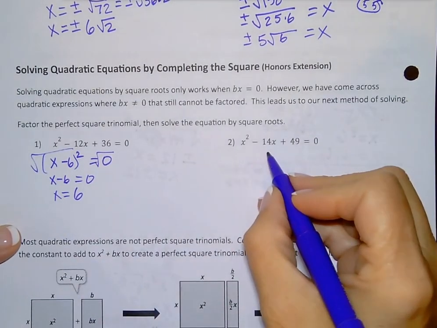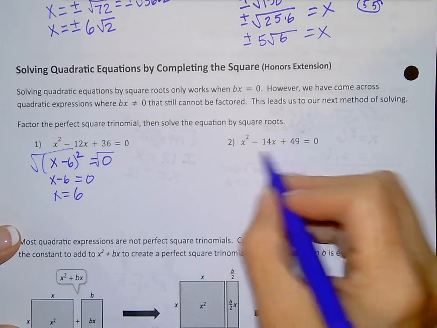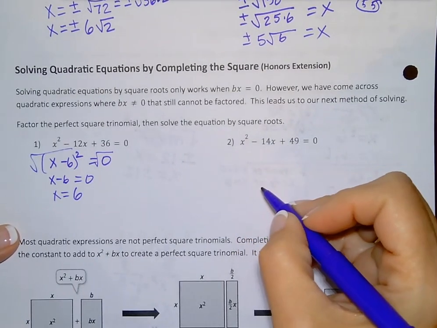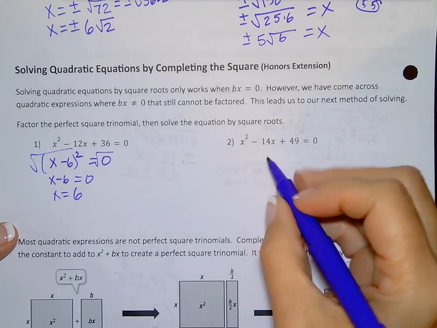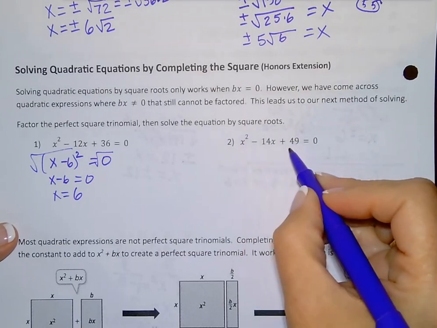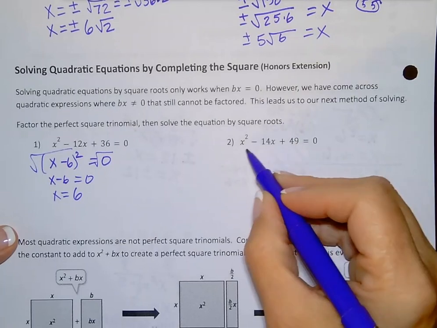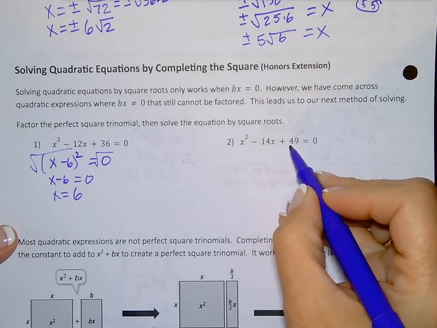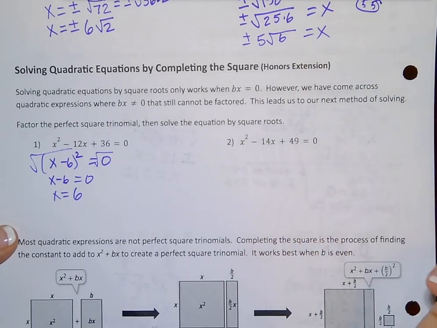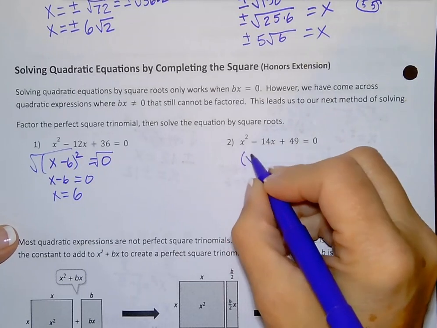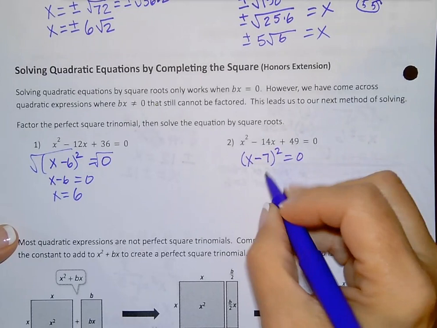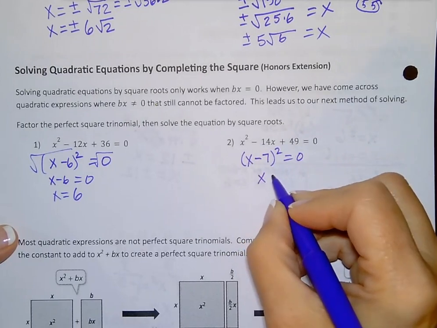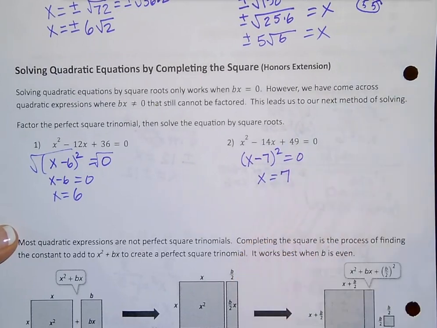If I have x squared minus 14x plus 49, I see that my first and last are perfect squares. So remember how to see if something's a perfect square trinomial. I take the square root of the first and the square root of the last and multiply them together. So I get 7x, and double it is 14x. So I know that I've got a perfect square trinomial, but it's going to be x minus 7 all squared. That equals 0. So I know x equals positive 7.